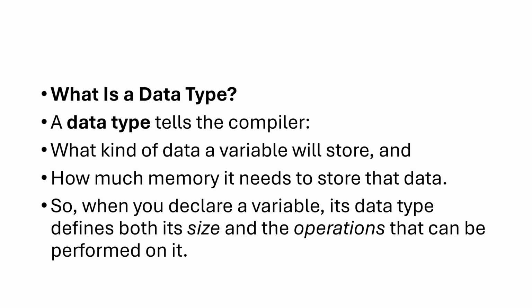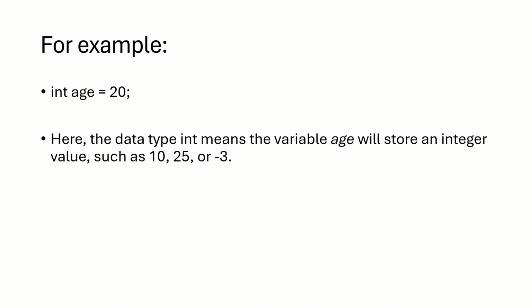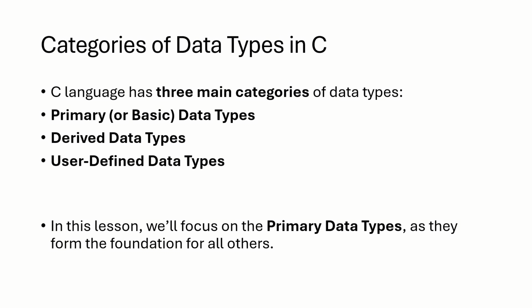What is a data type? A data type tells the compiler what kind of data a variable will store and how much memory it needs to store that data. So when we declare a variable, its data type defines both its size and the operations that can be performed on it. For example, int age = 20. Here the data type int means the variable age will store an integer value such as 10, 25 or -3.